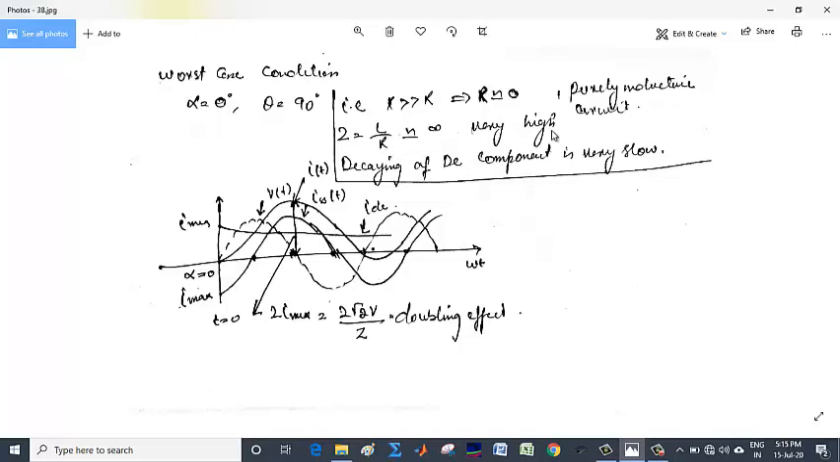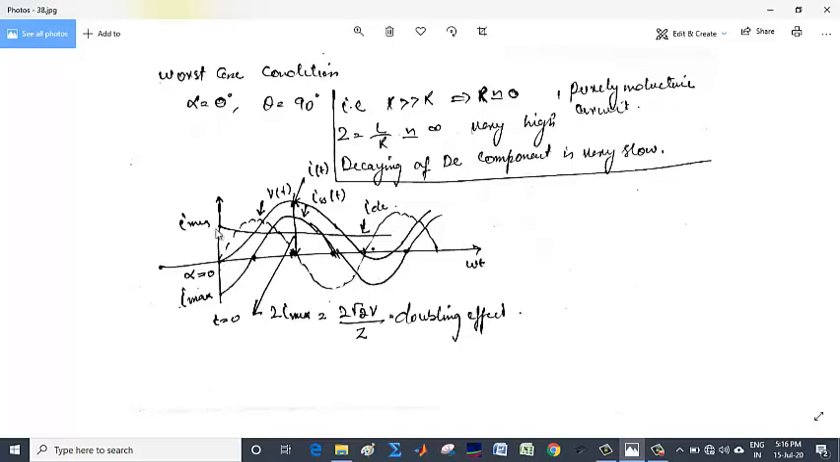It will always be there. So the decay of the DC component will be very slow in practical. We cannot say that it will be infinite, but it will still decay, just very slowly. That's why I have shown this DC decaying component not decaying fast. So here alpha is 0.